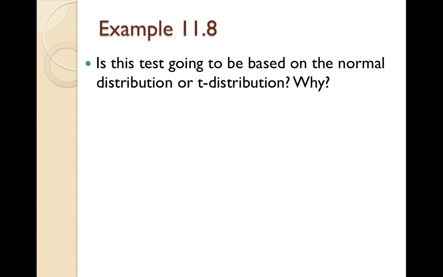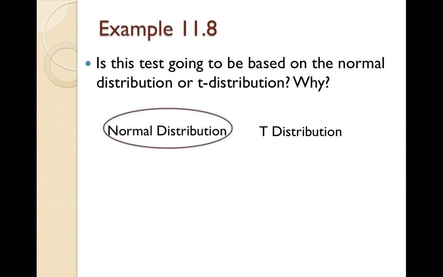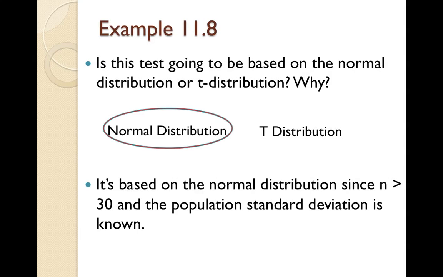And so therefore we can answer the following question: is it going to be based on the normal distribution or the t-distribution, and why? Well, it's going to be based on the normal distribution because we have a sample size n that's greater than 30 and the population standard deviation is given to us. Those two criteria are required for you to state that you're using the normal distribution.